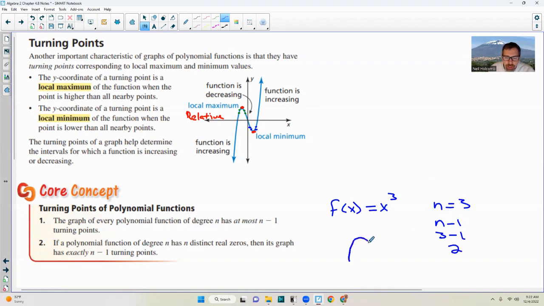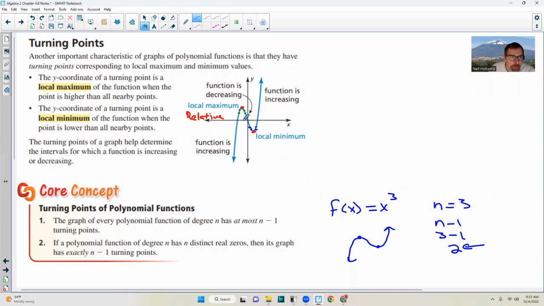So if I have a cubic, it goes like this. How many turning points does it have? 1, 2. One less than the degree. That's what that means. If a polynomial function of degree n has n distinct real zeros, then its graph has exactly n-1 turning points. So the degree of this is 3. The number of possible zeros is also 3. The number of turning points is 1 less than the number of zeros.